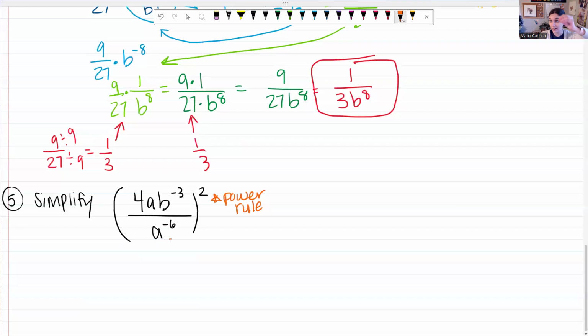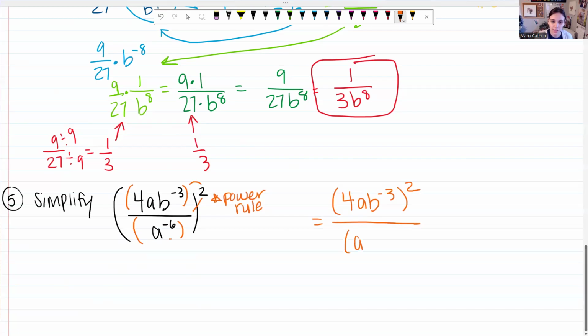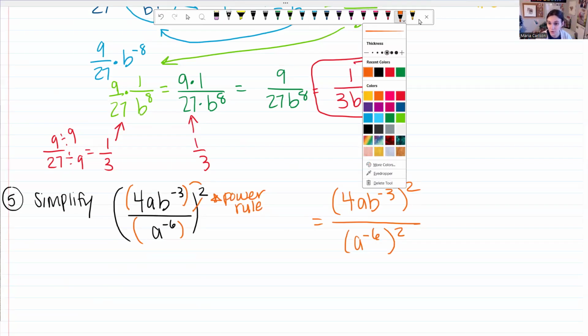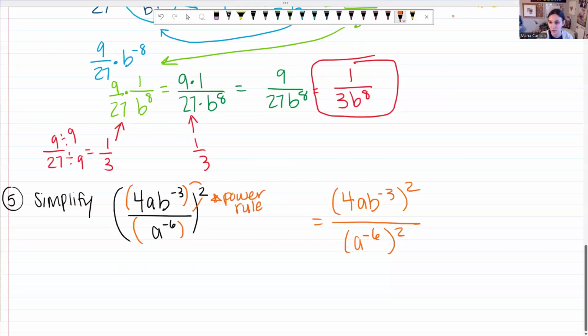So this squared is going to, for right now, I'm going to apply it to the numerator and the denominator of this fraction. So this original problem is really like 4ab to the negative 3rd power squared all over a to the negative 6th power squared. Notice how I just took that squared and applied it to the numerator and the denominator. And now let's actually carry out that power rule, right?